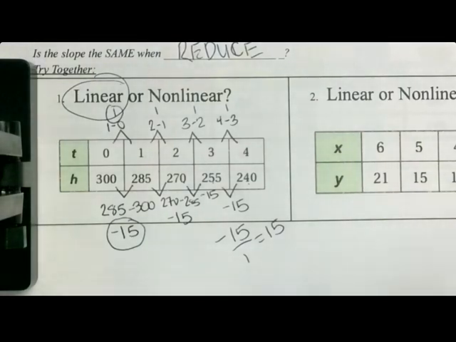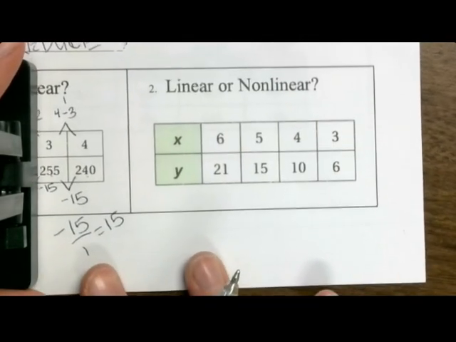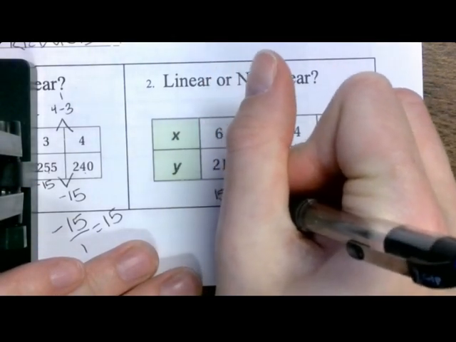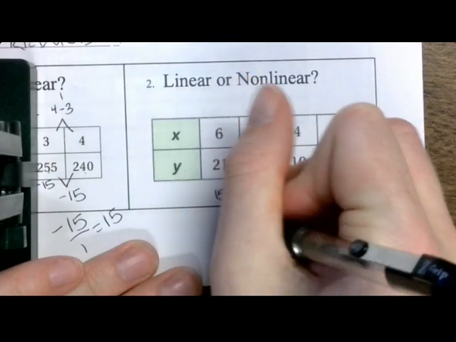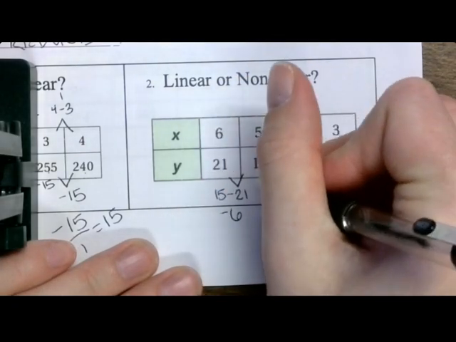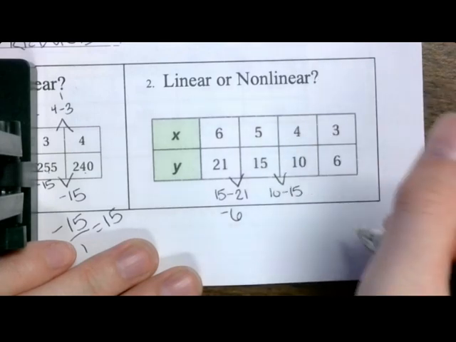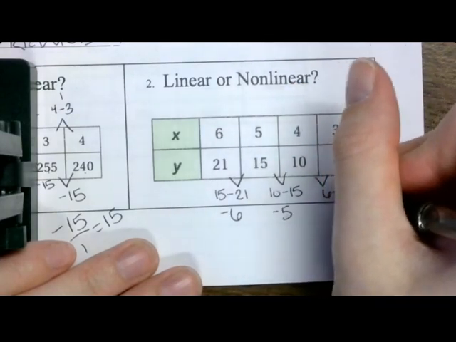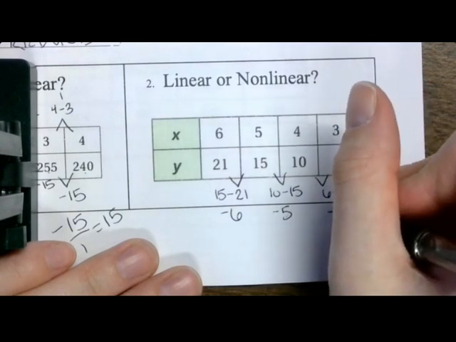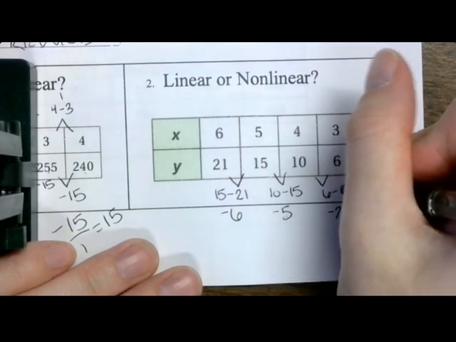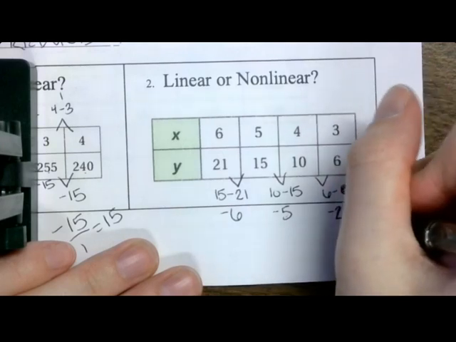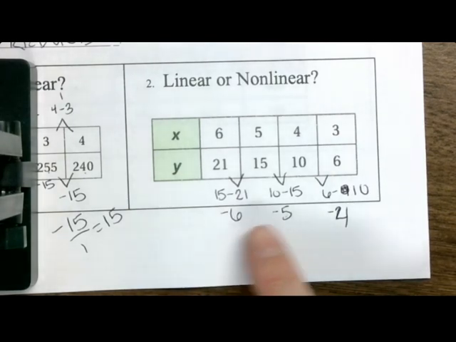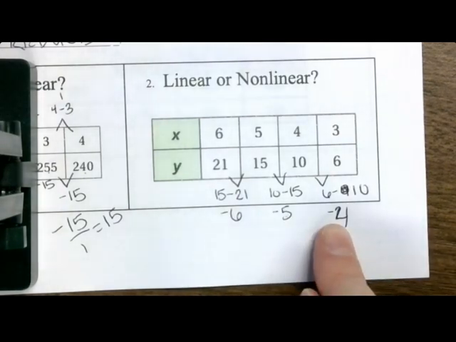So for the next one, I'm going to do 15 minus 21. What's that give me? Negative 6. I'm going to do 10 minus 15. What's that give me? Negative 5. I'm going to do 6 minus 4. What's that give me? 6 minus 10. And it gives me negative 4. These numbers are different. That's not an issue yet. Let's look at the top.